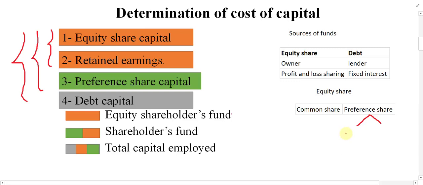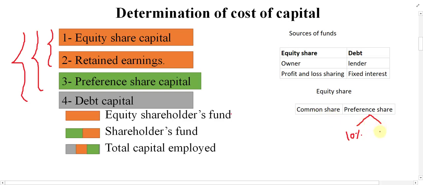The first preferential right is that the rate of dividend which these people receive from the business is fixed. And the next point, if the business makes profit, first of all, we have to pay the fixed rate of dividend for these people. And then if there is something remaining, we have to pay the equity shareholders. That is point number one.